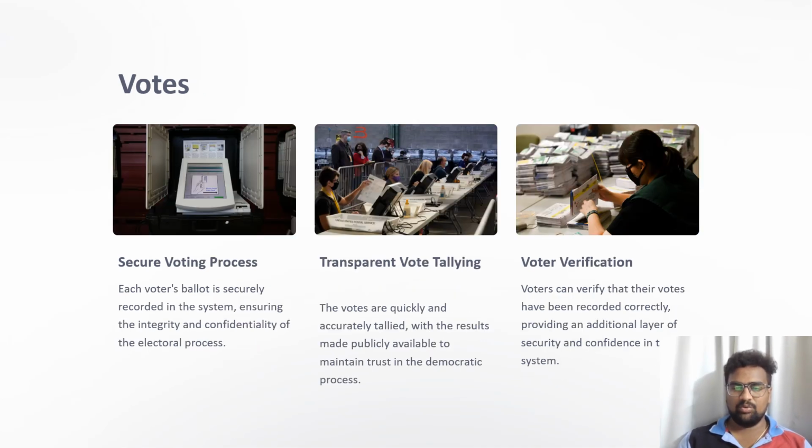Votes. Secure voting process: each voter's ballot is securely recorded in the system, ensuring the integrity and confidentiality of the process. Transparent voting tally: the votes are quickly and accurately tallied with the results made publicly available to maintain trust in the democracy. Voter verification: voters can verify that their votes have been recorded correctly, providing an additional layer of security and confidence in the system.